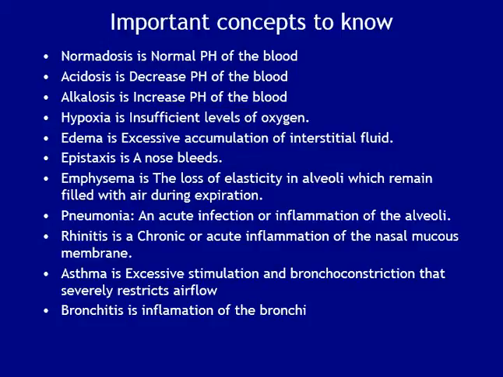That's a normal pH. What's a normal pH? 7.4 plus or minus 0.5. So it's 7.35 to 7.45 basically. Acidosis, decreased pH. Alkalosis, increased pH. Hypoxia, less oxygen, insufficient oxygen, low oxygen, whatever you want to call it.